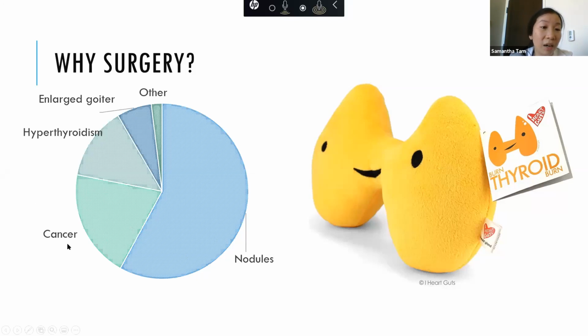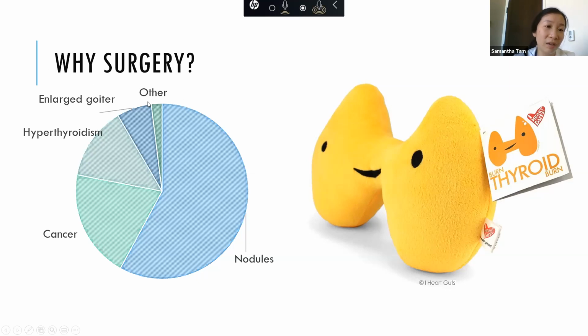Other common reasons are thyroid cancer. We talked about hyperthyroidism. If you have an overactive thyroid and we aren't able to control it in other ways, we can take it out. If you have what's called an enlarged goiter, this is basically an enlarged thyroid gland that can cause some compression in the surrounding areas, causing symptoms, or maybe cosmetically you can have a larger neck in that area. You might want to take out a thyroid for that.